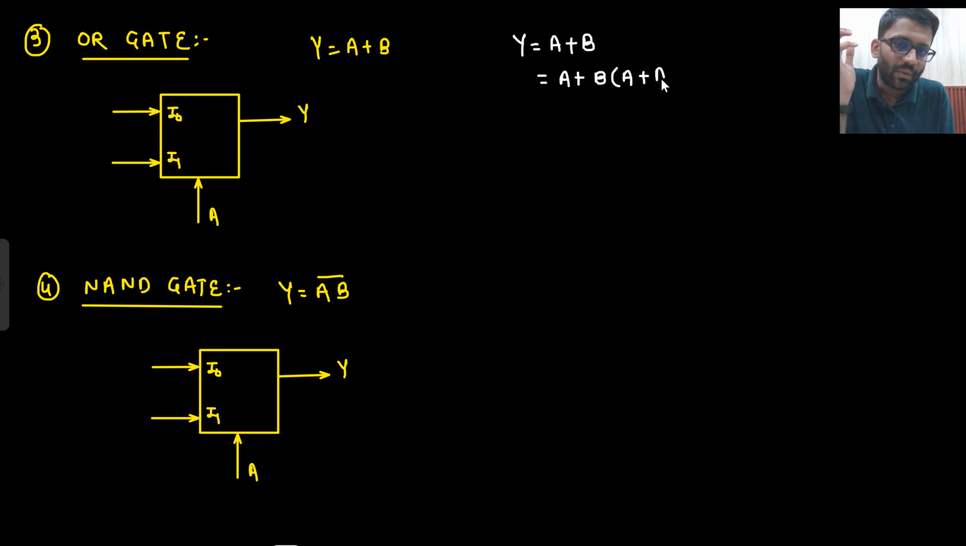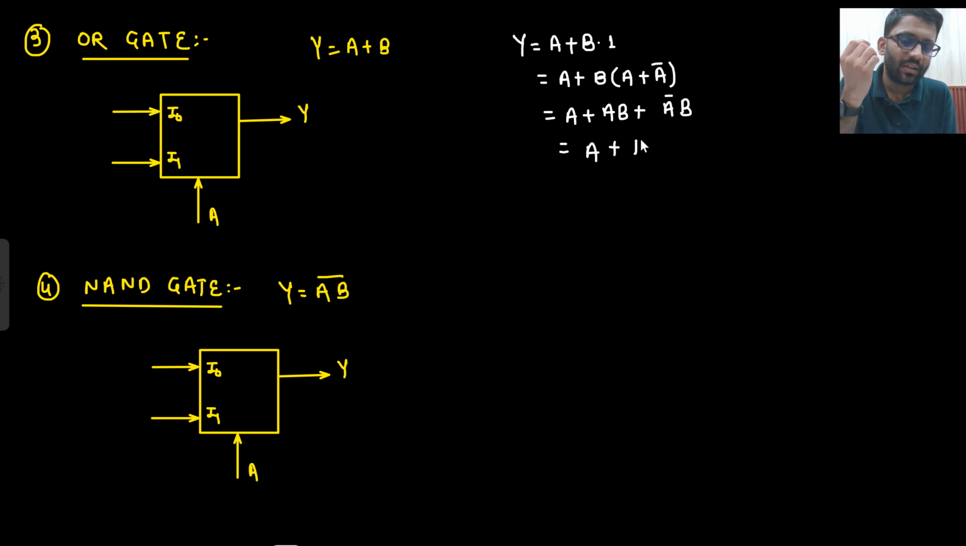I can write B into A plus A bar, because A plus A bar is 1. So here there is B into 1 only. So A plus A bar, because I want to introduce A bar. So A plus AB plus A bar B. From here you are getting A into 1 plus B, that will be A only. So A plus A bar B, and A plus A bar B is A plus B only. So now you get to know that if A is coming, I need 1, and if A bar is coming, I need B. That's it. So this is your OR gate.